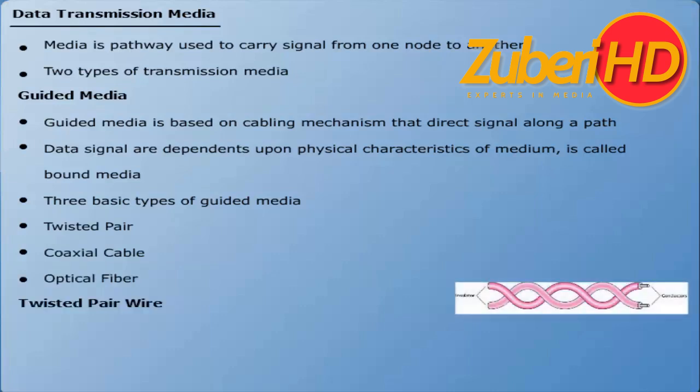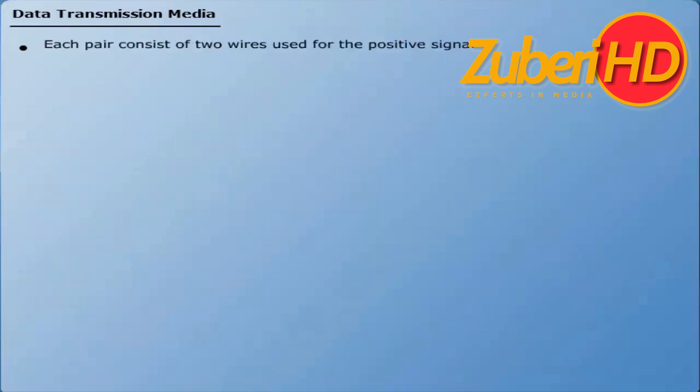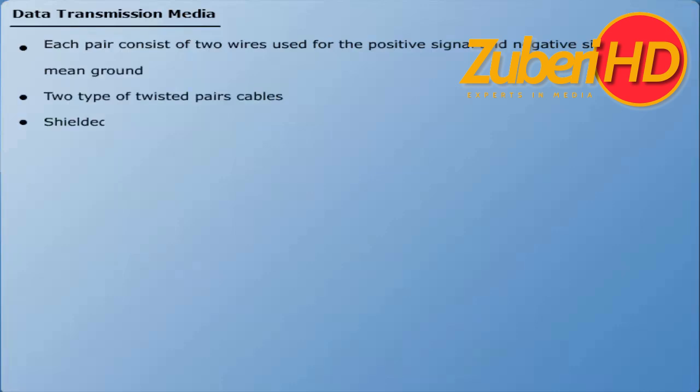Twisted pair wire. Twisted pair is a couple of copper wires twisted together and enfolded with a plastic coating. Each pair consists of two wires used for the positive data signal and negative data signal, meaning ground. There are two kinds of twisted pair wire. Number 1, shielded twisted pair. Number 2, unshielded twisted pair.